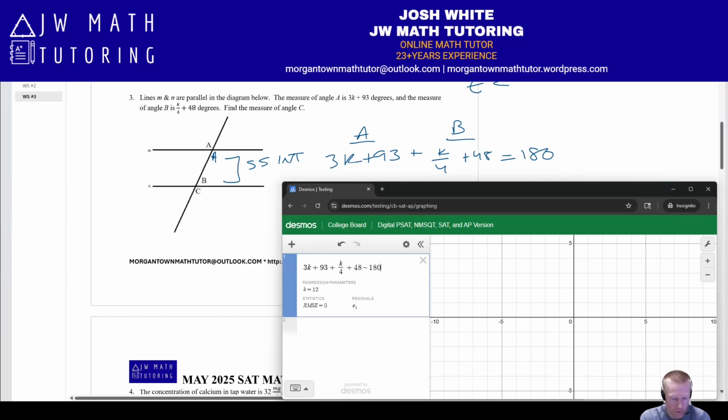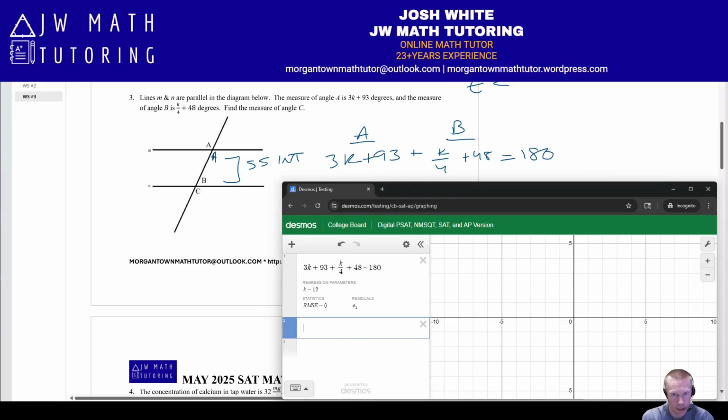All right, so if you solve this equation out, and again, you could do this by hand if you wanted to, or you could just type the whole thing out, but just change k to x and make it an equation and look for the vertical line. K is going to equal 12. So now, how do we find C?